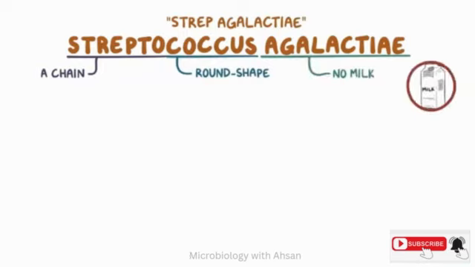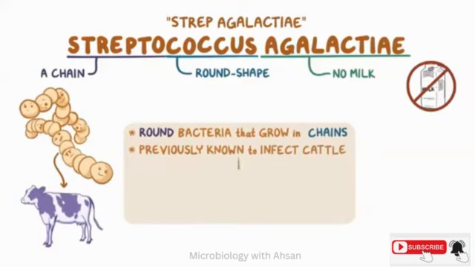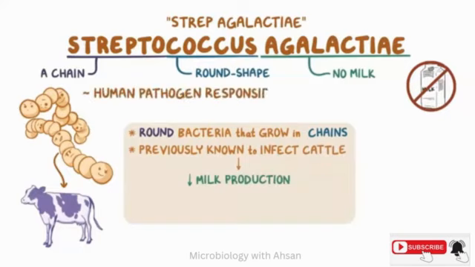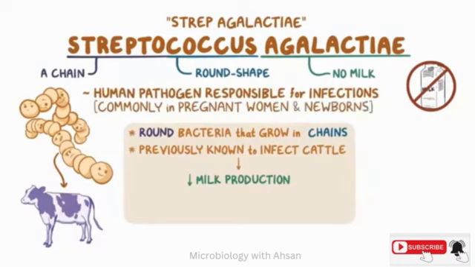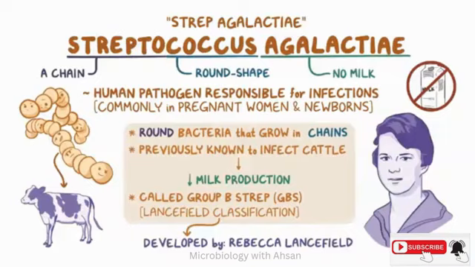Strepto means a chain, coccus means round shape, and agalactiae literally means no milk. So strep agalactiae refers to the round bacteria that grow in chains and that was previously known to infect cattle, resulting in reduced milk production. Later on, strep agalactiae was found to also be a human potential pathogen, responsible for a number of infections that most commonly affect pregnant women and newborns. Strep agalactiae are also called Group B Strep, or GBS, in Lancefield classification, developed by the American microbiologist Rebecca Lancefield.